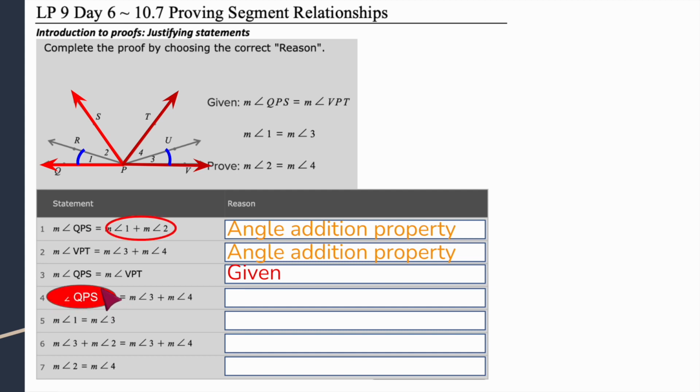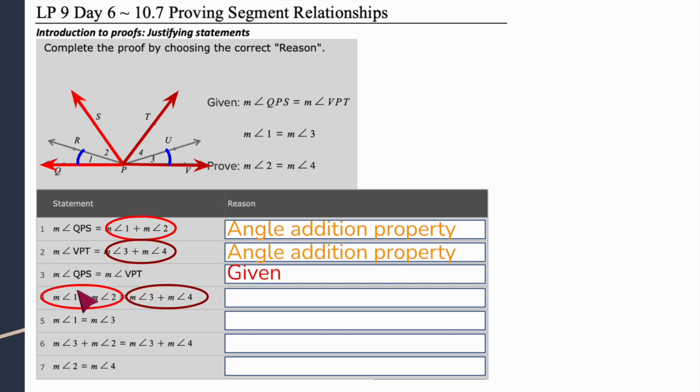But what I want you to do is picture QPS, just like we had in angle 3. And if you notice I circled up here, well, what do we know QPS equals? It equals angle 1 plus angle 2. And same thing if I picture this as I did with step 3 here, VPT. Well, what do I know VPT equals? It equals angle 3 plus angle 4, right?